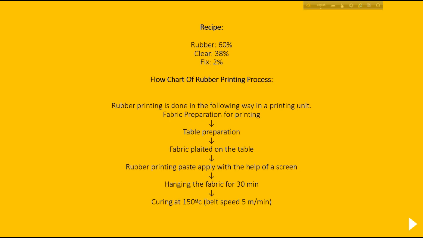Flowchart of rubber printing process. Rubber printing is done in the following way in a printing unit. Table preparation, fabric plated on the table, rubber printing paste applied with the help of a screen, hanging the fabric for 30 minutes, curing at 150 degrees centigrade.